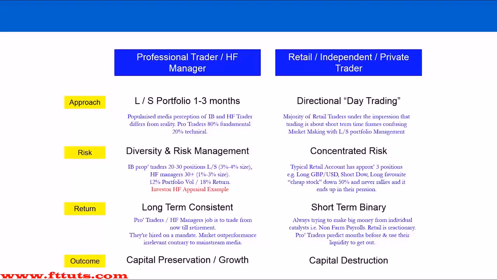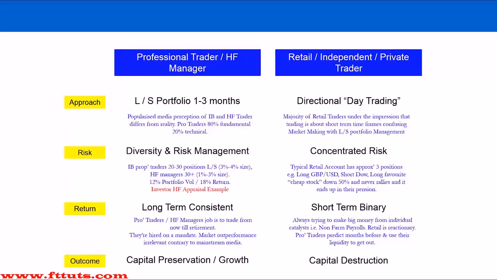Now, if you take the approach on the left-hand side, the professional trader approach, and you apply this across all asset classes, so currencies, commodities, equities, bonds, you are literally employed. It's your job to preserve capital and get growth from that capital over time.